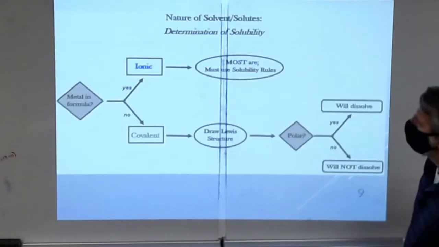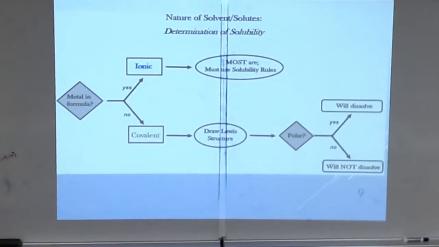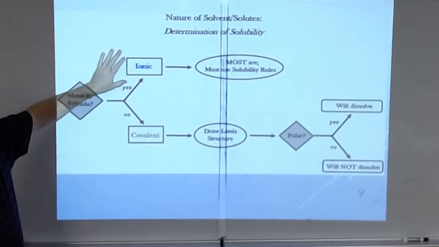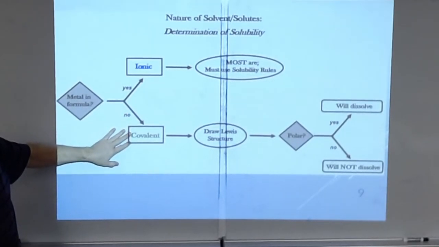Good. All right, question. How do I figure out if something's a solvent or a solute? Is there a metal in the formula? In other words, is it going to be a metal and a non-metal? Ionic? If it's 2 nonmetals, we're going to say it's covalent.